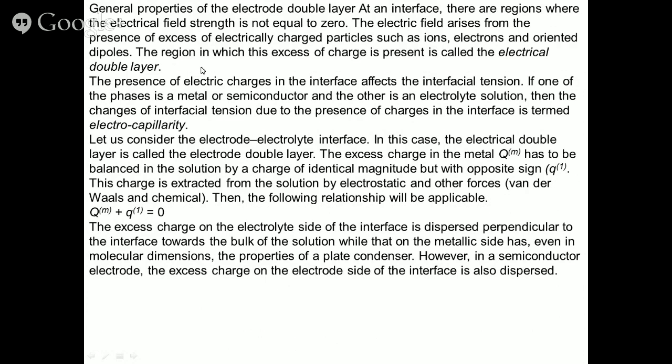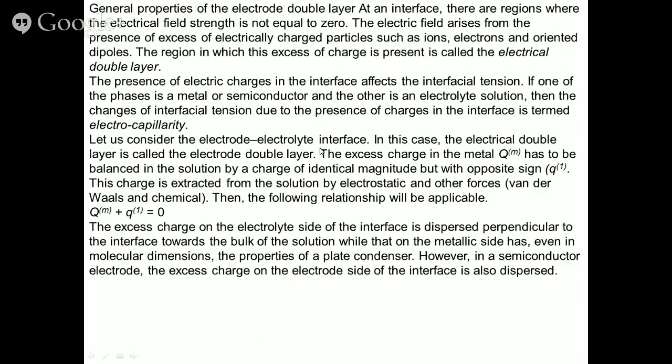When there is a charge accumulation as compared to the bulk. The presence of the electric charges in the interface affects the interfacial tension. Definitely, if you charge an electrode, there is a tension. If one of the phases is a metal or a semiconductor and the other is an electrolyte solution, as we are talking about in electrolytic cells, then the change in the interfacial tension due to the presence of charges in the interface is called electrocapillarity.